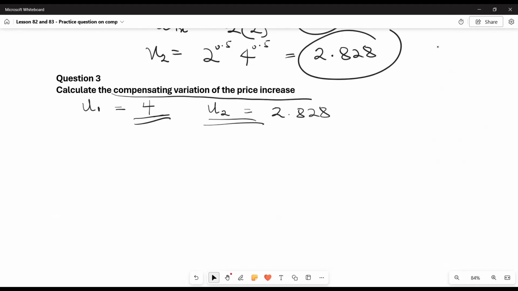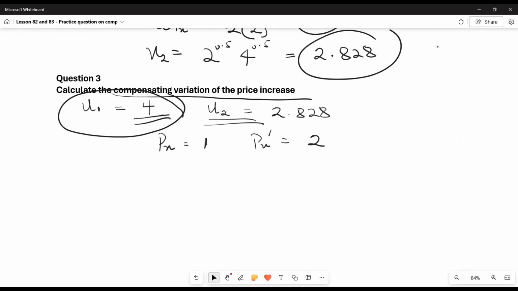So the concept of compensating variation is the amount of money that Peter will need to be compensated with to keep him on his original indifference curve U1 despite the change in price of good X from Px being equal to 1 to Px prime being equal to 2.